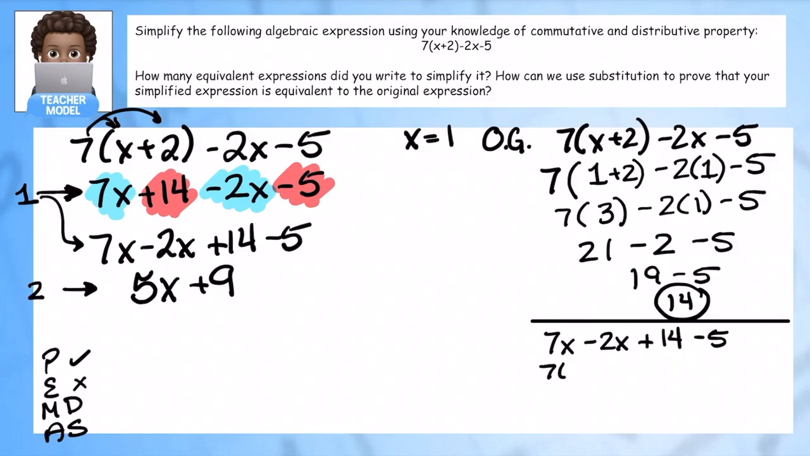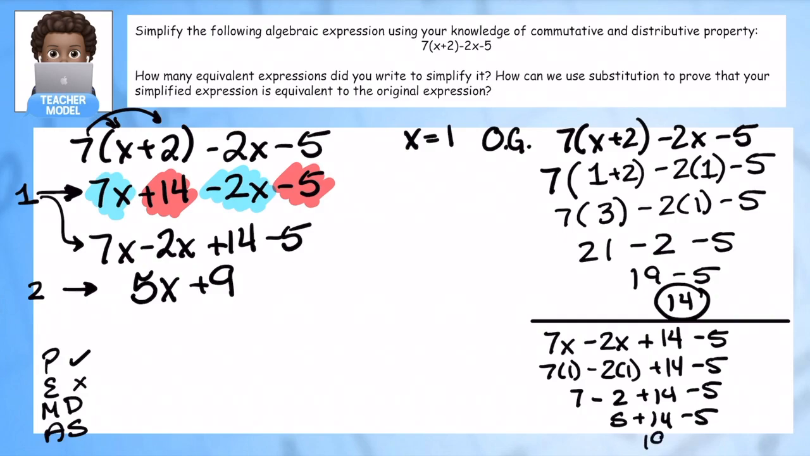And I'm just going to substitute the 1. 7 times 1 minus 2 times 1 plus 14 minus 5. So I have 7 minus 2 plus 14 minus 5. I'm still going left to right. 7 minus 2 is 5. 5 plus 14 minus 5.